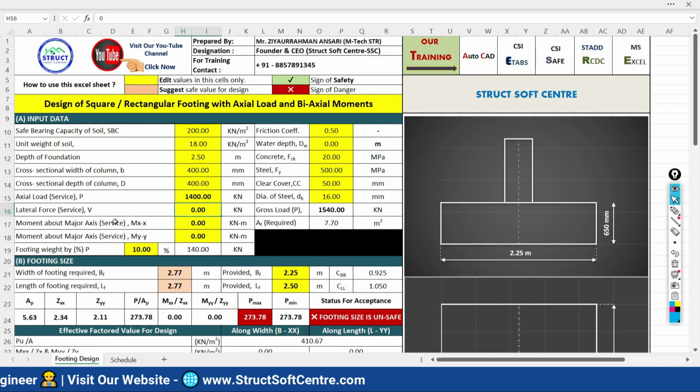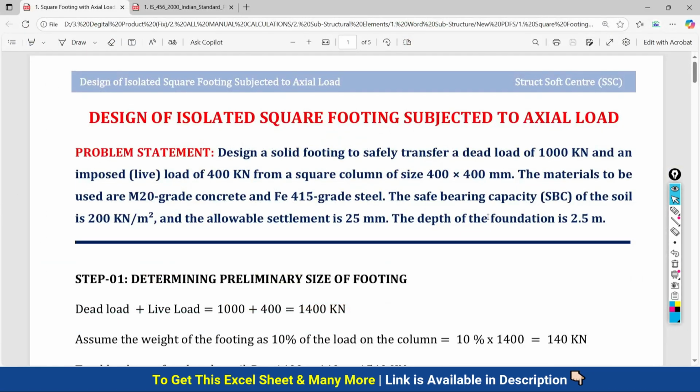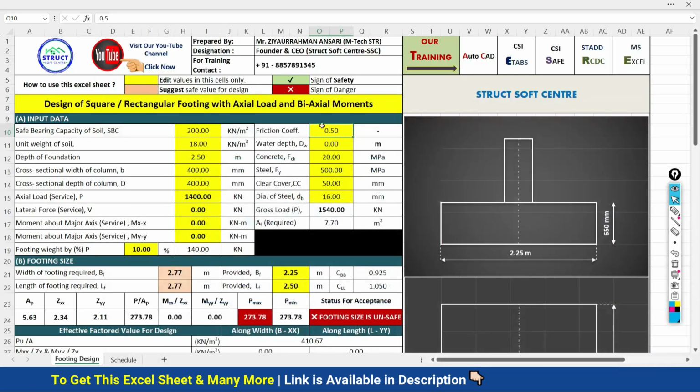Is there any moment about the major axis or minor axis? That is not present in your problem statement, so you have to put the value as 0. Whatever value is given in your problem statement, you have to define here, and whatever is not given, you have to put as 0. Now next, friction coefficient. Is there any friction coefficient given in your problem statement? No, so you can put it as 0. No need to define it here.